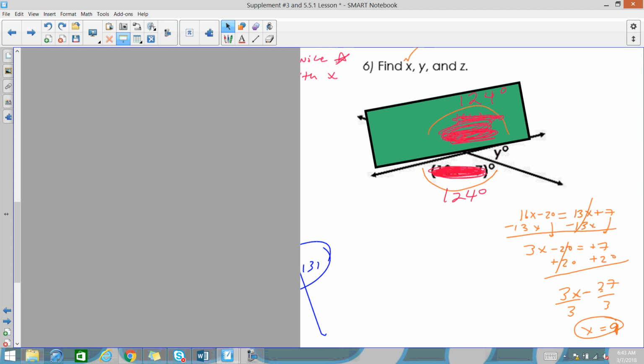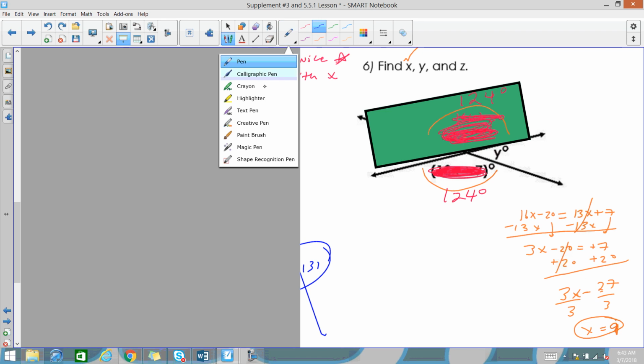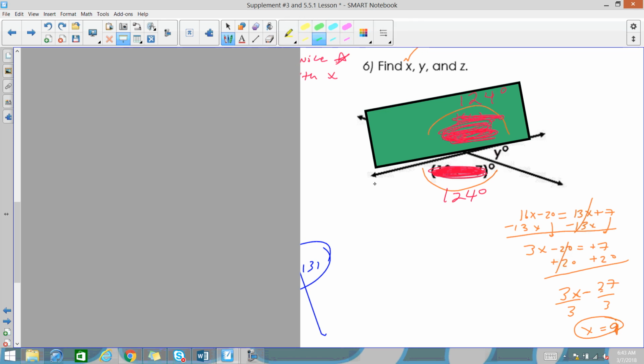So I cover up the top. I want to find y. And I say, all right, 124 and y, what's their relationship? Well, if you said linear pair, you're right. This is a linear pair. It forms a line, and we have an adjacent side. That means that these two angles add up to 180 degrees.